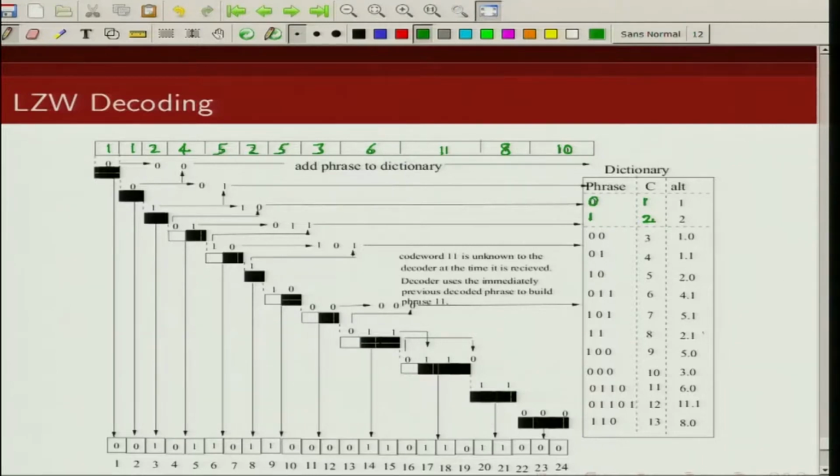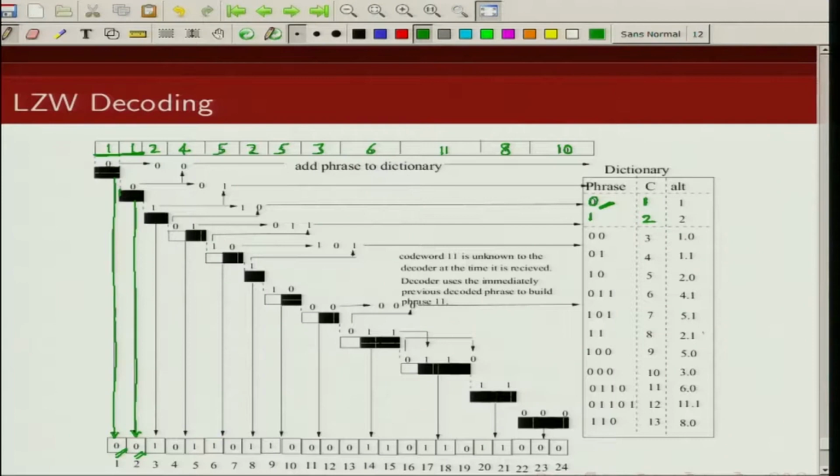Alright, now next I start decoding. What I received is 1. Now what is 1? Code word 1 corresponds to phrase 0. So this is decoded as 0. Next, I decode the next encoded sequence I received, which is 1. What is 1? 1 again corresponds to phrase 0. So this is phrase 0.